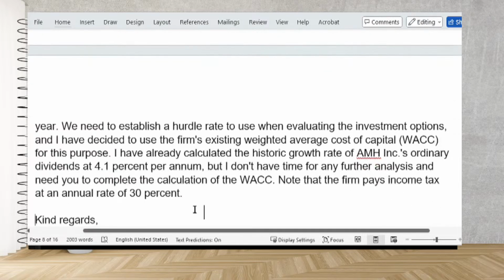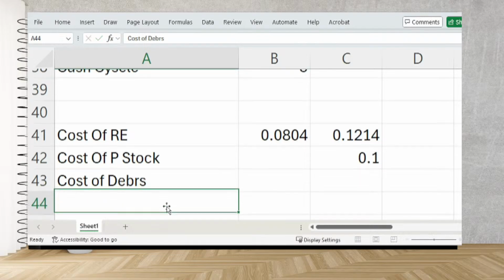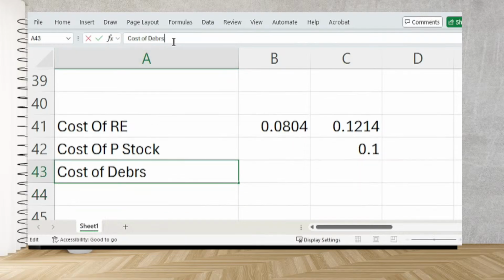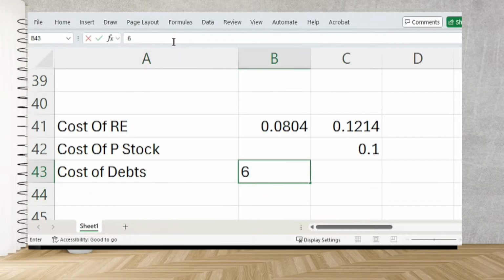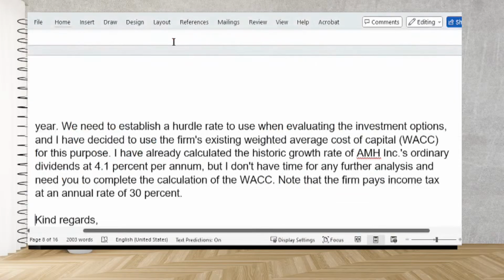Here the income tax is 30%. So 6.86 multiplied by 70%, that is the cost of debt. So it is 6.86 pre-tax, multiplied by 1 minus tax rate. So it is basically 4.80, 4.8%. So that is my cost of debt.